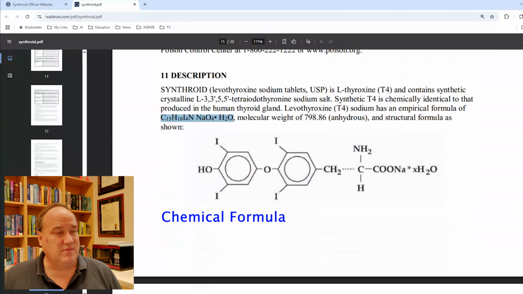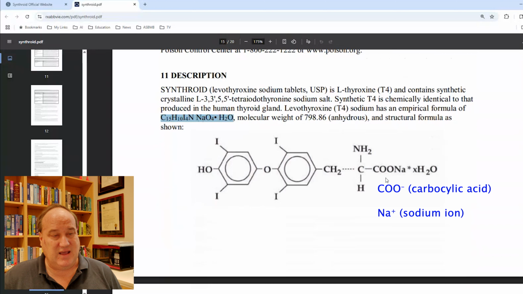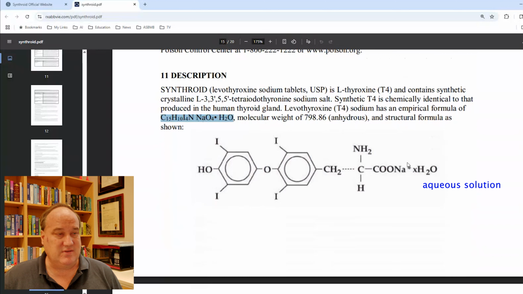Now you'll notice that the main drug has a chemical formula, but then we have a salt. So we have an ionic bond between the sodium and the carboxylic acid. That's the COO group right here. That COO is a carboxylic acid in base form. So these oxygens have a negative charge on them that's distributed, and the sodium has a positive charge. And then this is an aqueous solution, so there is water present in that chemical structure as well.